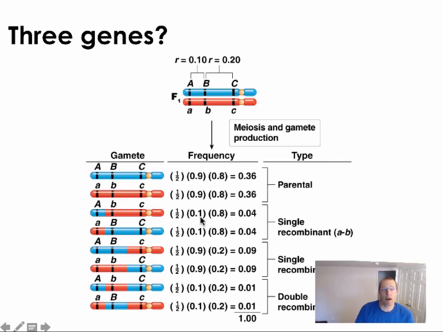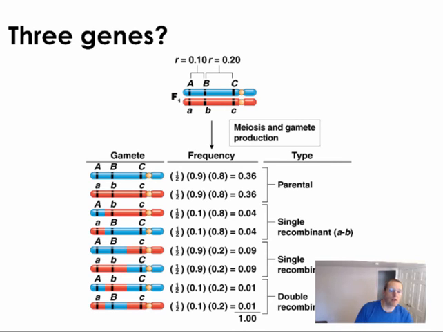You do the same thing for the recombination frequency between A and B and C, and you get the single recombination frequencies. So you can do that with all of the singles, and then you can do it for the double recombinants too, and you add them all up and they equal 1. So that's how you use the product rule to figure out what the recombinant gamete frequencies would be.